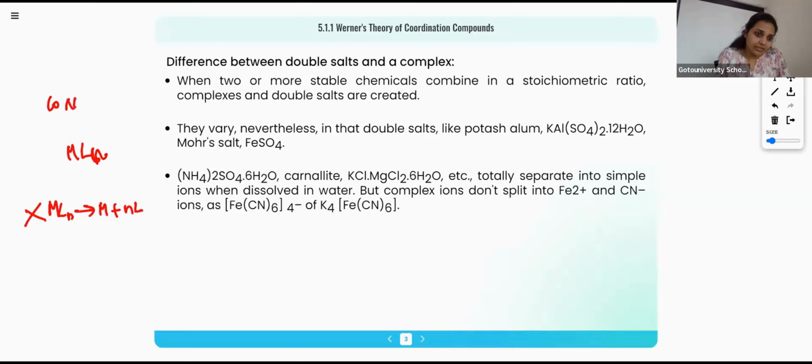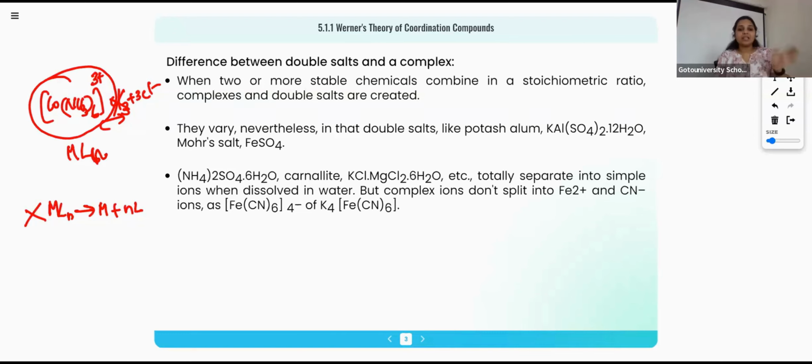Before, we had Co(NH3)6 and Cl3, the previous compound. We can split these two parts. When you split this, the complex will have a 3 plus charge and you will get 3 Cl minus ions, meaning the 3 chlorine will be ionized. But the thing inside the bracket we cannot ionize. So that is a coordination complex, but in a double salt we can ionize everything.